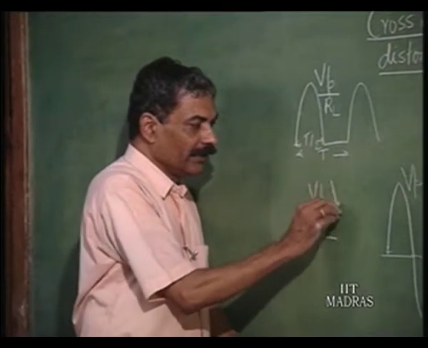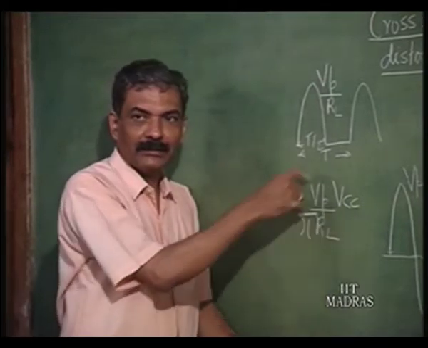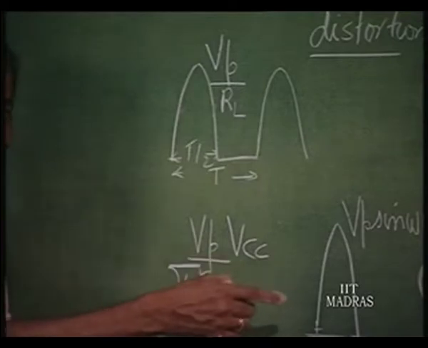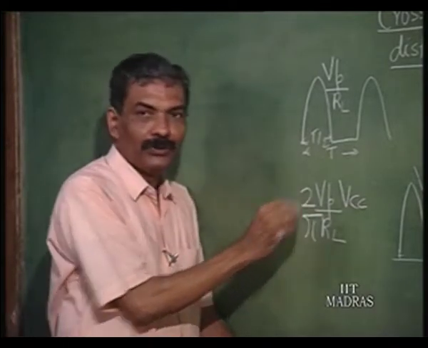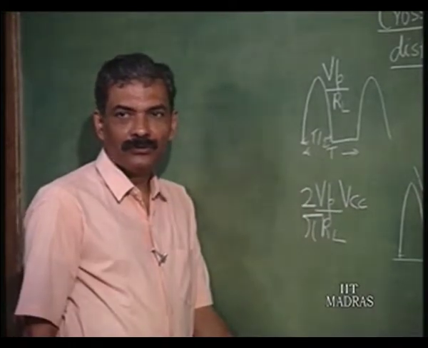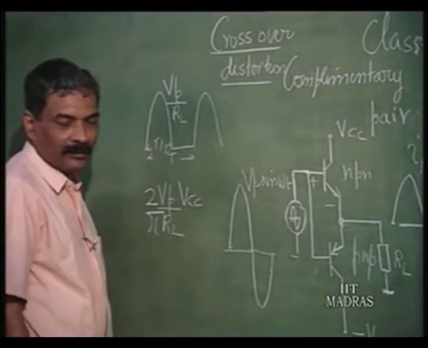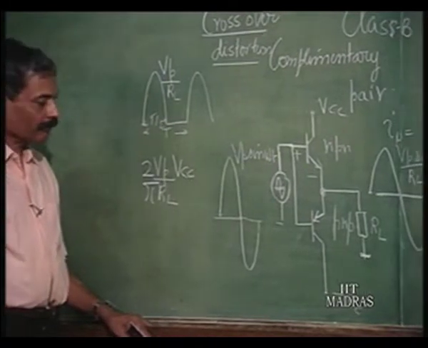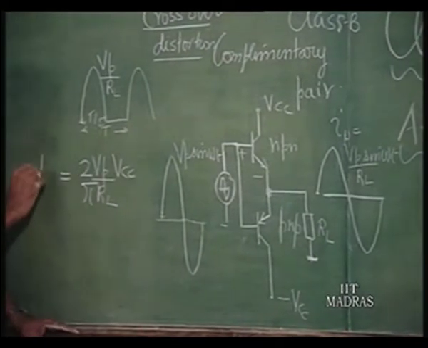This average current into Vcc is the power delivered by the positive supply. That again into another Vcc is going to be the power delivered by the negative supply also. That into therefore 2. This power is going to be delivered by the positive supply, and the same power is dissipated in the negative supply also. So, total power is 2 times that. So, this is the power input.